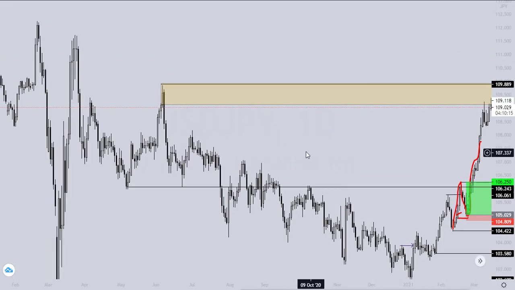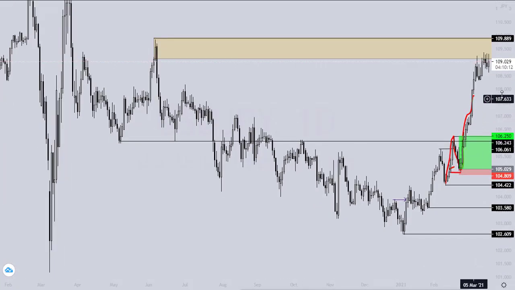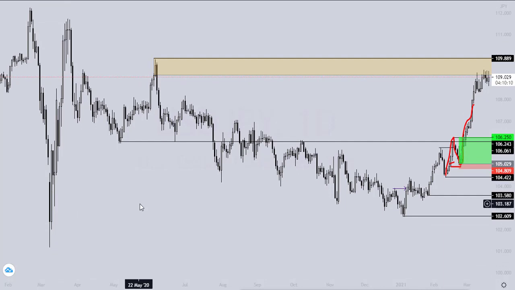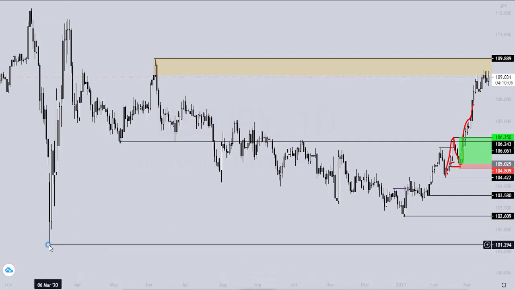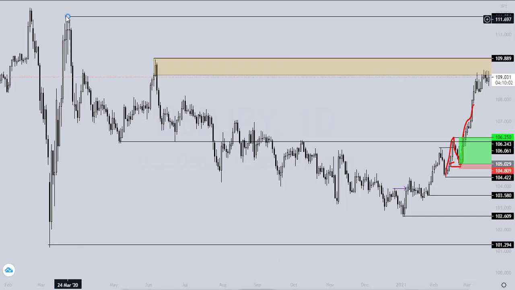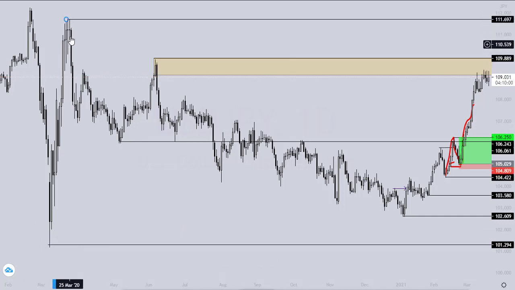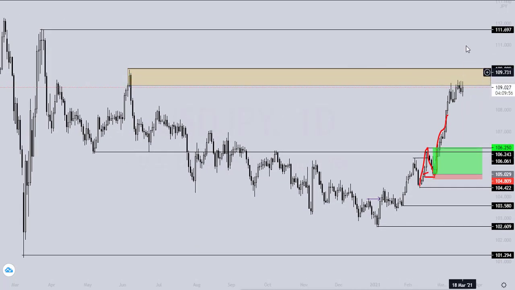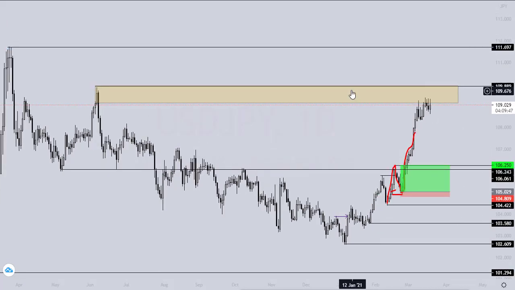But the overall target is that if you focus on this level, we still have a zone here that was not tested, and we may break this level and hit the level, maybe come back to finish the task here, and then price starts making a new rally of movement.